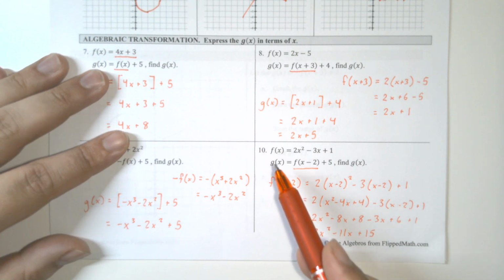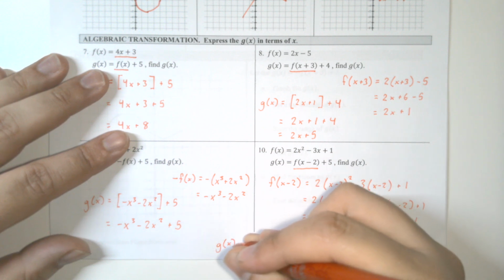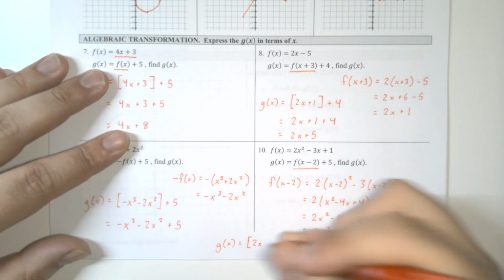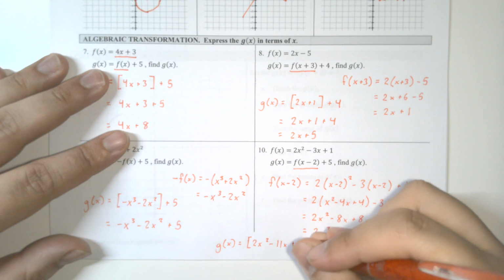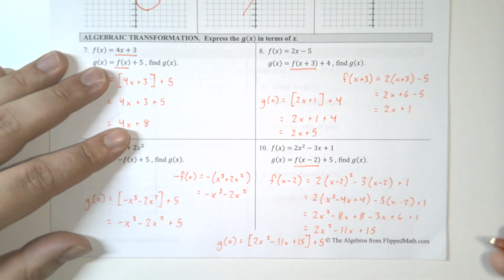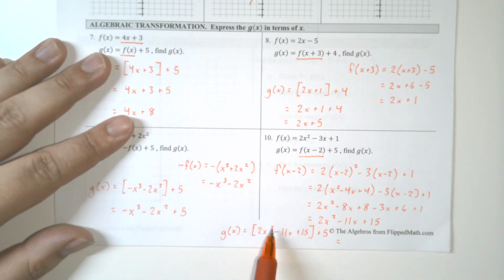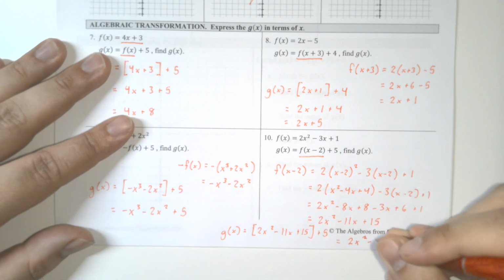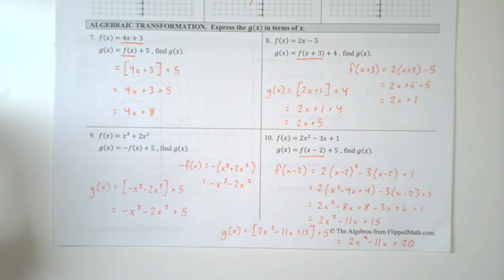And remember, g of x is just all of that, I'm going to move this party over here. G of x is just all of that. So the 2x squared minus 11x plus 15, all of that plus 5. And so if you take away the brackets and combine like terms, it's just going to combine this 15 and this 5. Your final answer is going to be 2x squared minus 11x plus 20. And that will be your final answer.